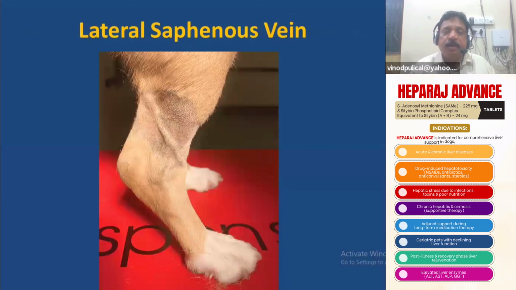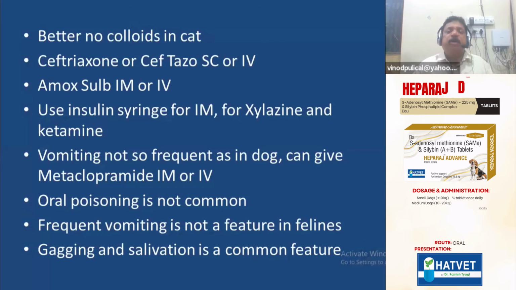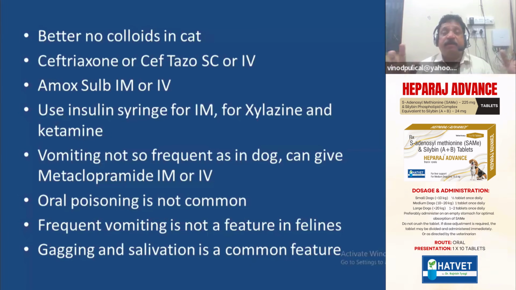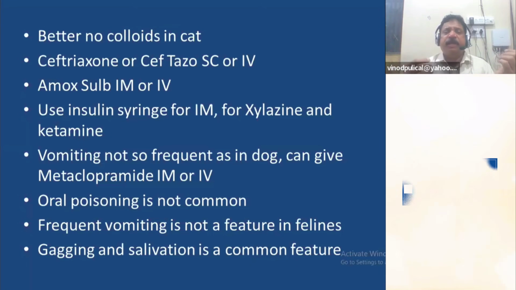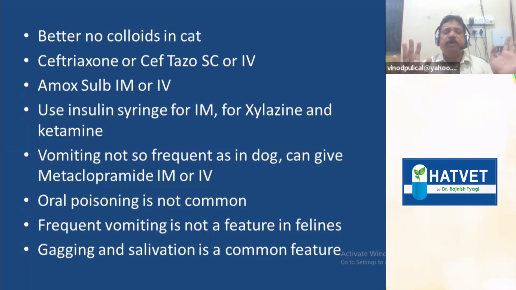Or the lateral saphenous vein can be used, as in the case of dogs. Better not to give any colloids in the cat, because the cat will die with only a small quantity of fluid. It is only 4 ml per kg. How much can we give? So better not to give colloids in the cat.